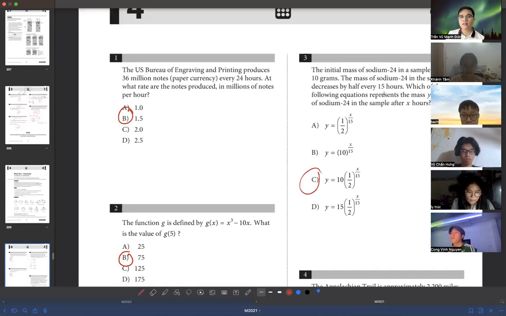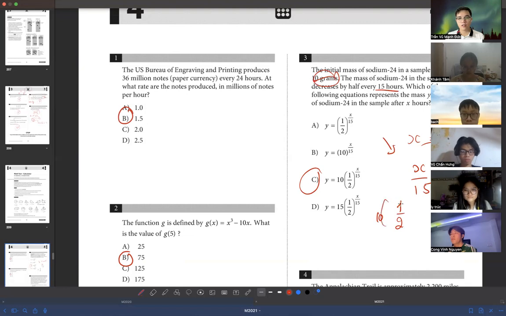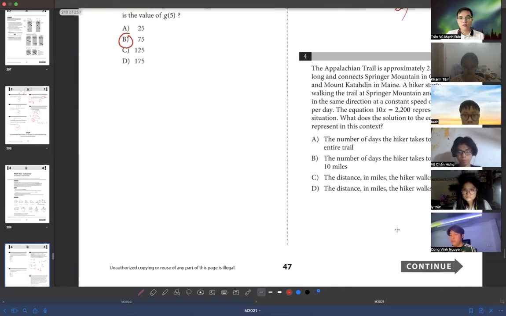This one says it decreases by half every 15 hours. So it can only decrease by half when x reaches 15. In this case, we simply divide x by 15, and 1/2 is raised to the power of x over 15. And we have 10 as the initial mass. And we have 10 here. All right, very good.